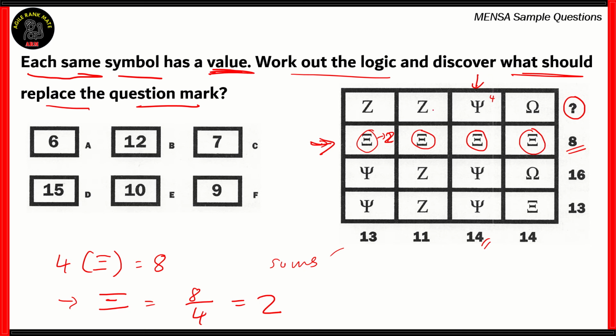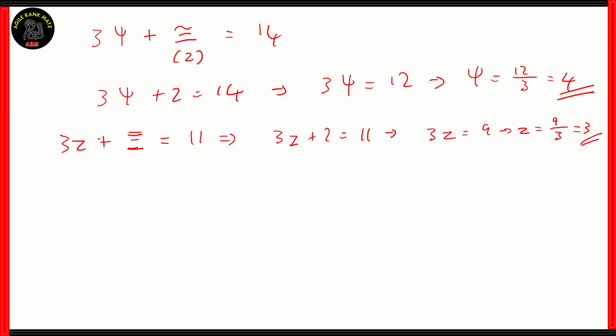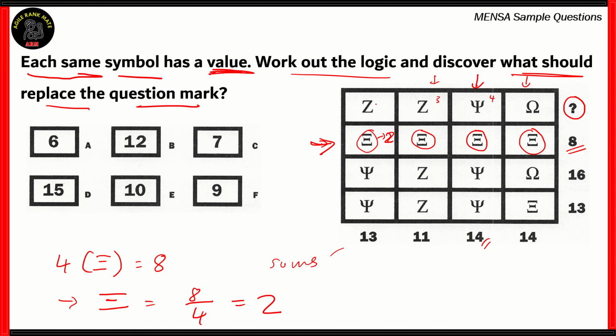Now similarly, we can use the second column and the fourth column to find out our answers. In the second column, we got a similar situation. We've got 3 z's plus the symbol with 3 lines equal to 11, which means 3z plus 2 equals 11, which means 3z equals 9, and z equals 9 over 3, which is equal to 3. So now we know the value of z as 3.